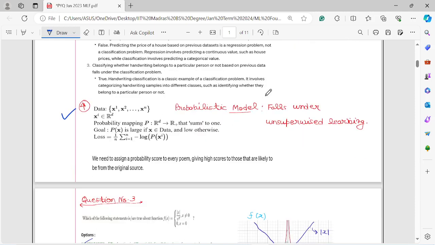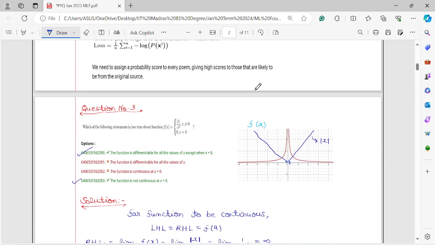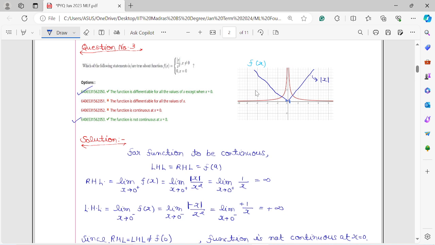Okay, so let us start with the next problem. Problem number 3: which of the following statements are true about the function? There is a function given, and we have to find out which statements are true. To solve this problem, first we have to draw a graph of mod x. As you know, for a function to be continuous, the LHL should be equal to the RHL, and that will be equal to the value of the function at that point.